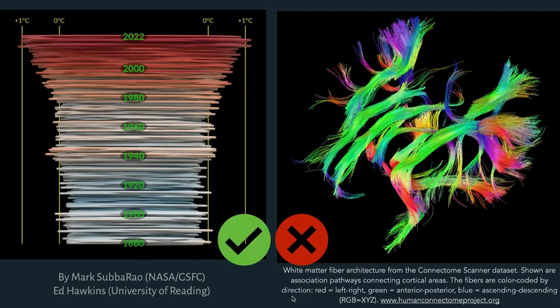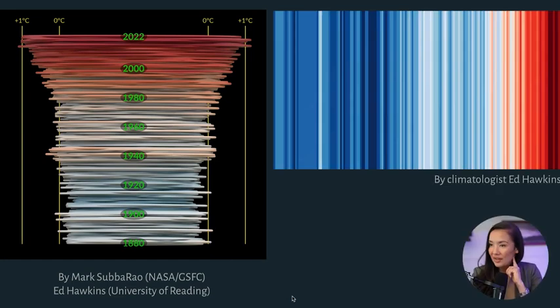Where the one on the left encodes color in a meaningful way and is very easy to interpret. And in fact, another version of the same type of data is the one on the right by Ed Hawkins. This is a very famous visualization that has been used to very simply illustrate that overall global temperatures are rising. And it does that with just color.